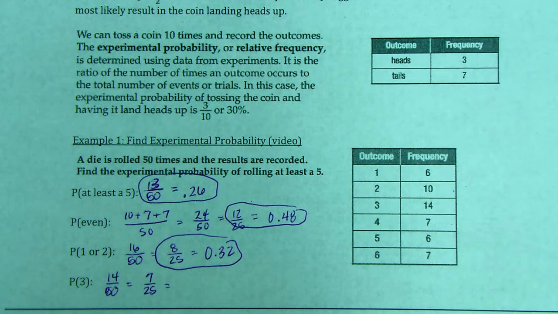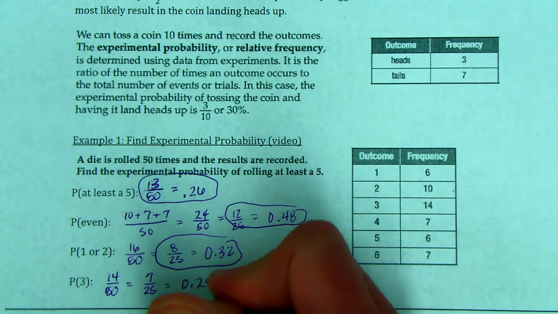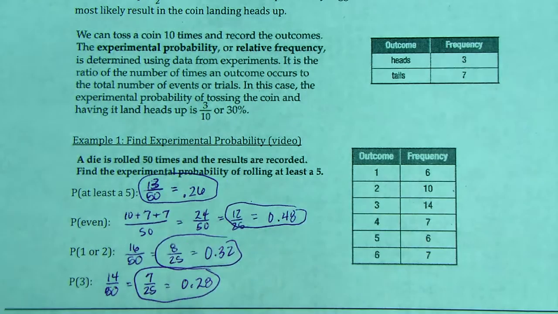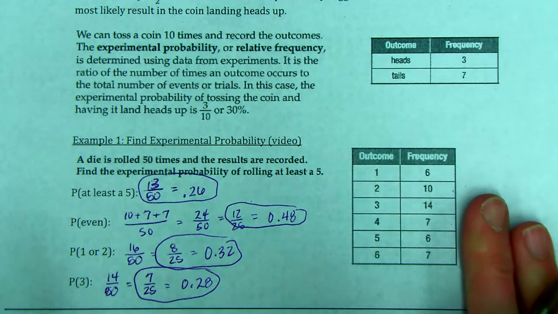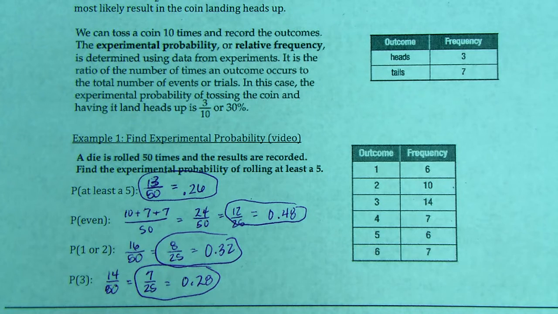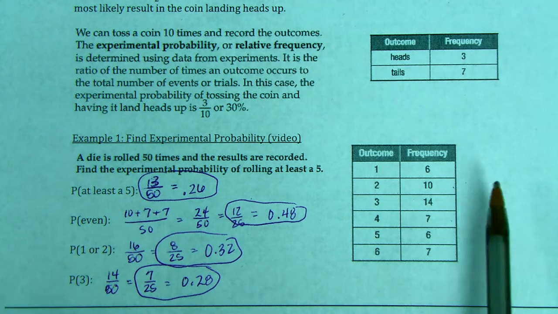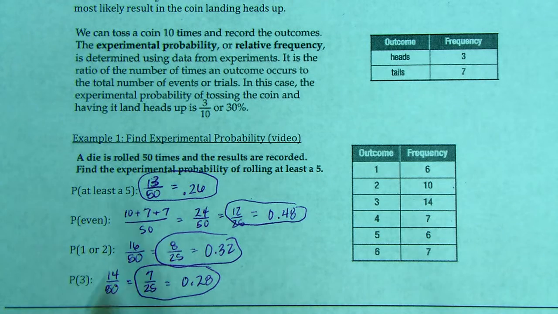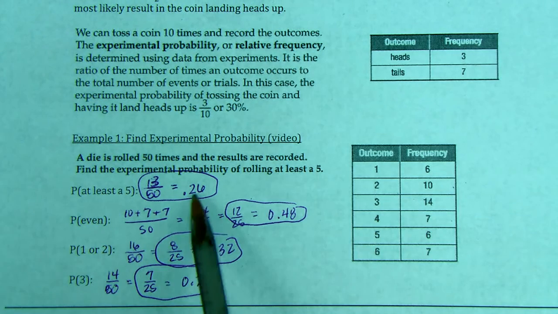So that is finding probability based on an experiment. That is experimental probability, using the numbers that you get from your experiment. All right, that's pretty much it. And then they're going to ask you to compare those to theoretical probability. At least a 5 would be 2 out of 6, that would be 1/3, so 33%. So a little less. You probably should have anticipated a few more of those, but that's essentially your worksheet.